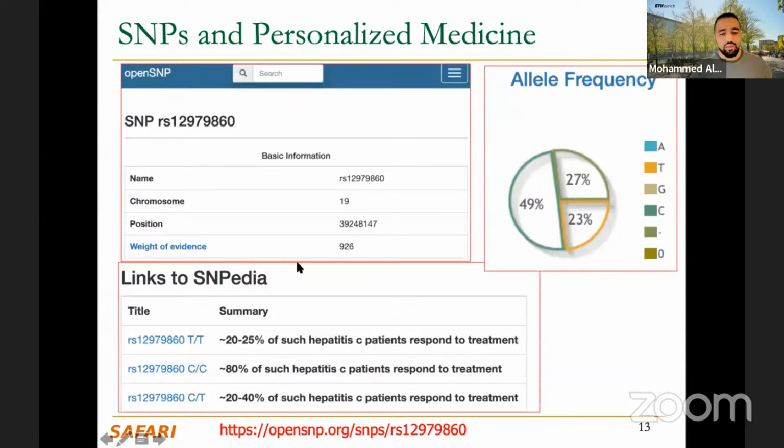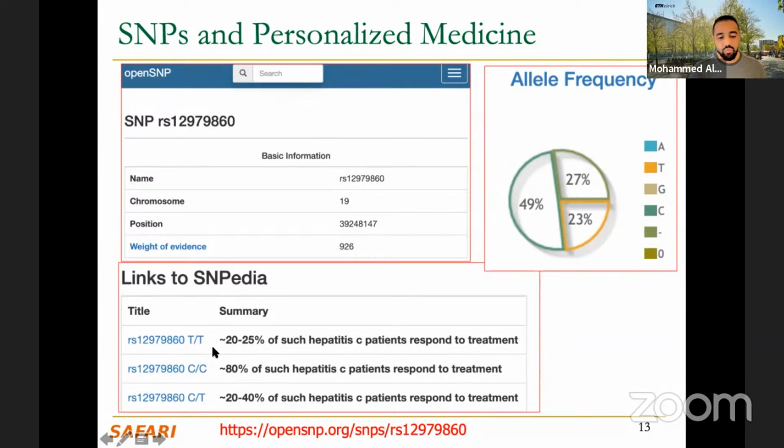Now, this is the thing in more detail about the blood pressure I was explaining. This is for a different disease, which is hepatitis C, but it's exactly the same idea. Now, this is an open access database. If you go to this link, you will see some information similar to this. It tells you that at chromosome number 19 in your DNA, at this location, if you have a T coming from the mother and a T coming from the father, then 20% of such patients responded to treatment.